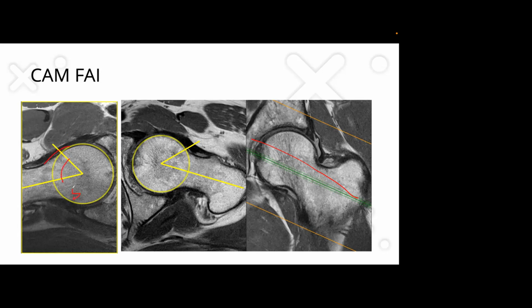Typically, the cutoff that everybody uses is somewhere in the range of 55 degrees. And again, one of the things that I drive home to everybody, we say constantly in radiology, is that there is nothing more dangerous than a radiologist with a ruler.